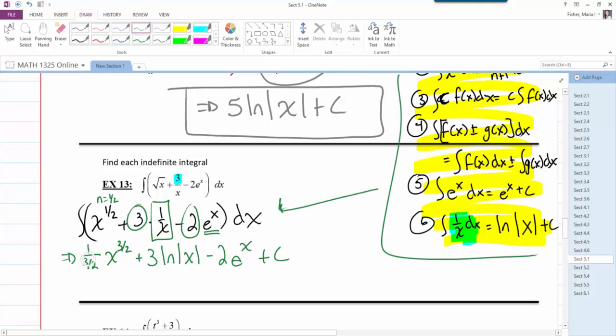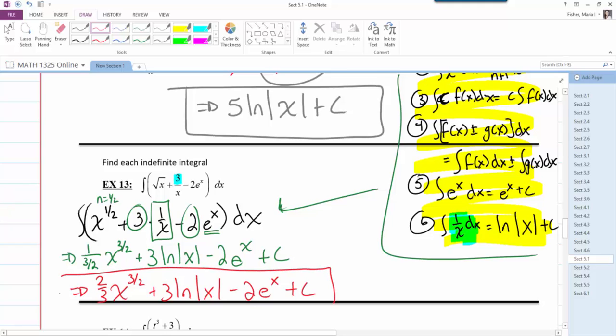The last thing we can do here, again, if you do it on a calculator, 1 over 3/2 is going to end up being 2/3. So we'll just write that as 2/3 x to the 3/2 plus 3 times the natural log of the absolute value of x minus 2 e to the x plus c.